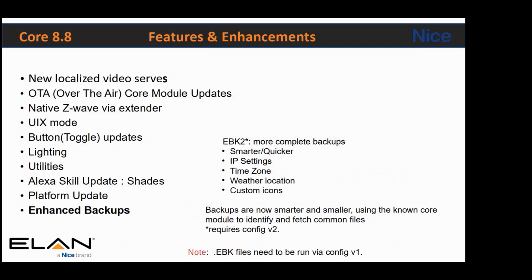Again, on the backups, this is important. I want to mention it twice. 8.8 and config v2. Config v2 uses EBK2 for backups. So all your systems right now are not on 8.8, except for the beta guys. So your backups are EBKs. So you can't get the advanced backups without creating a new backup. So you go to 8.8, launch 8.8 on a controller and do a backup. That's how you get these features. So I just wanted to solidify that.